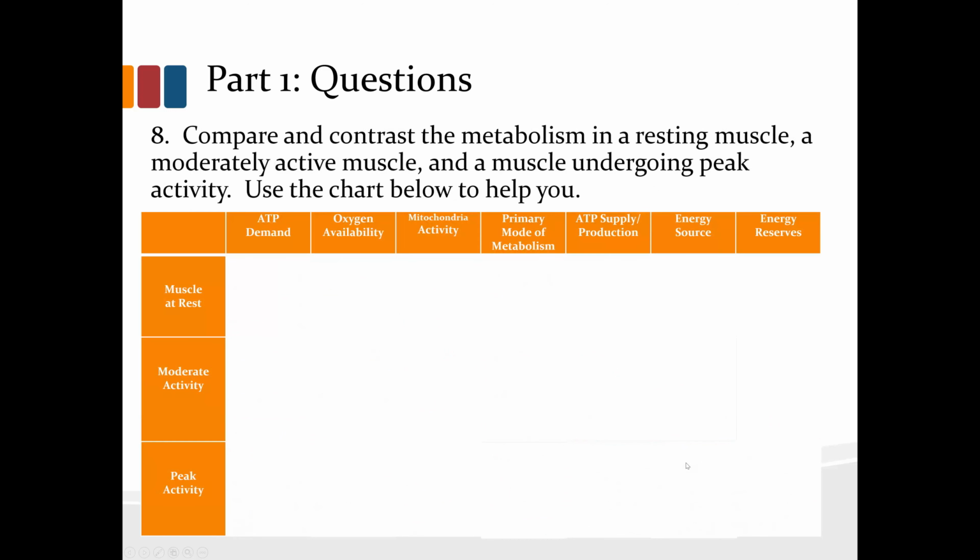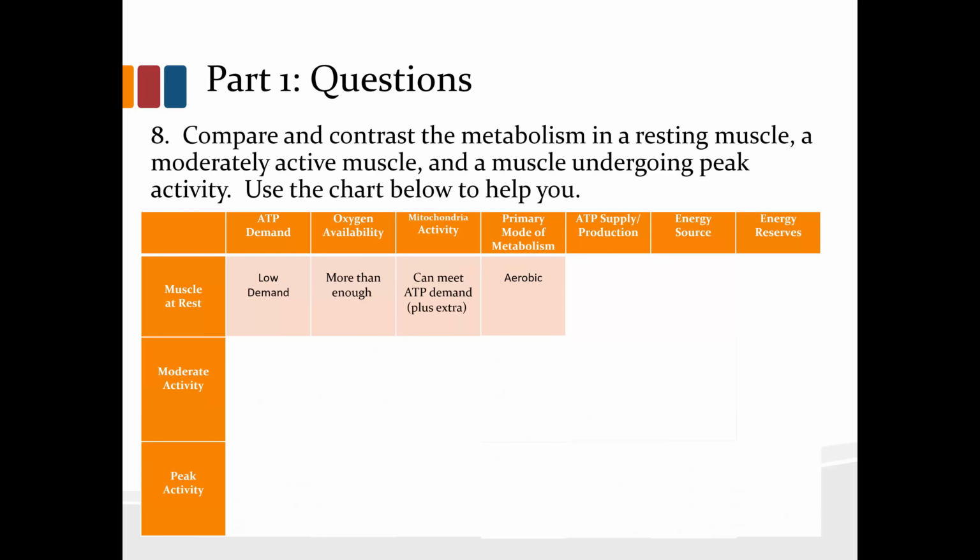Question 8. Compare and contrast the metabolism in a resting muscle, a moderately active muscle, and a muscle undergoing peak activity. Use the chart below to help you. So let's start with a muscle at rest. The ATP demand would be very low, because we're not contracting, we're not forming cross bridges. So we have more than enough oxygen available to make the ATP we need. And in fact, the mitochondria can not only meet the ATP demand, but they can make extra ATP.